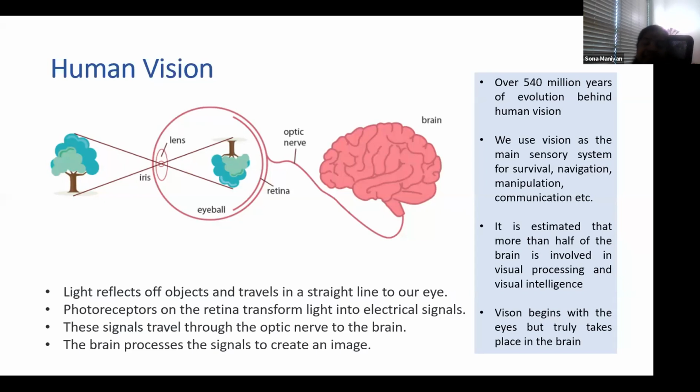So the key is the brain processes these signals to create an image. And in that processing, there's a lot of interpretation happening as well. More than half of our brain is involved in this visual processing, and it is key to our survival, our navigation, how we communicate. There are about 540 million years of evolution behind this. Vision starts with our eyes, but what's actually happening is happening in our brains. And this is what we are trying to mimic with an algorithm.